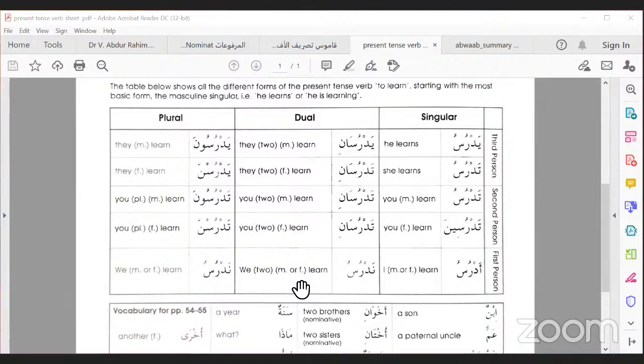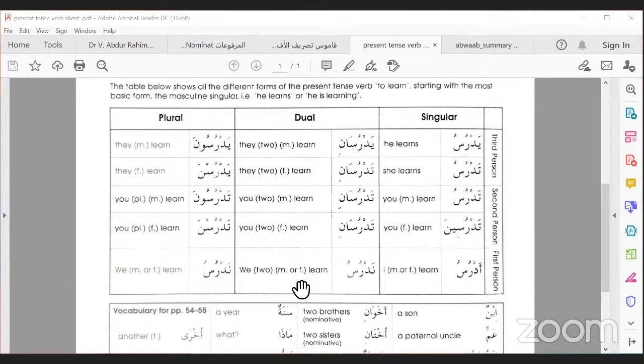They all females learn. Tadrusna. Try again. They all females, sorry, yadrusna. I'm sorry, I'm getting confused. That's okay. That's good. Yadrusuna, you plural male learn.